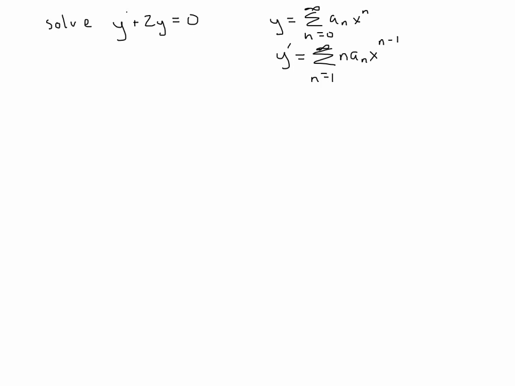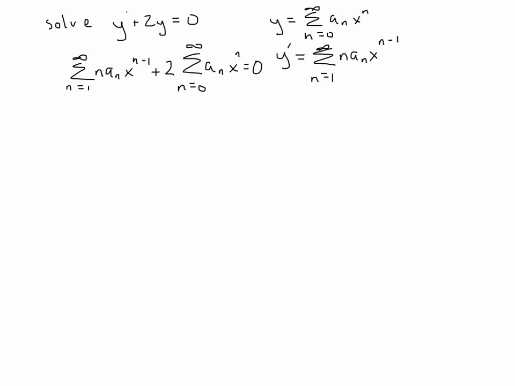So now these get plugged into that differential equation. So this would be the sum from n equals 1 to infinity of n a sub n x to the n minus 1, plus 2 times that y, which was the sum, n equals 0 to infinity of a sub n x to the n. This is all equal to 0. Okay, so I just plugged into the differential equation.